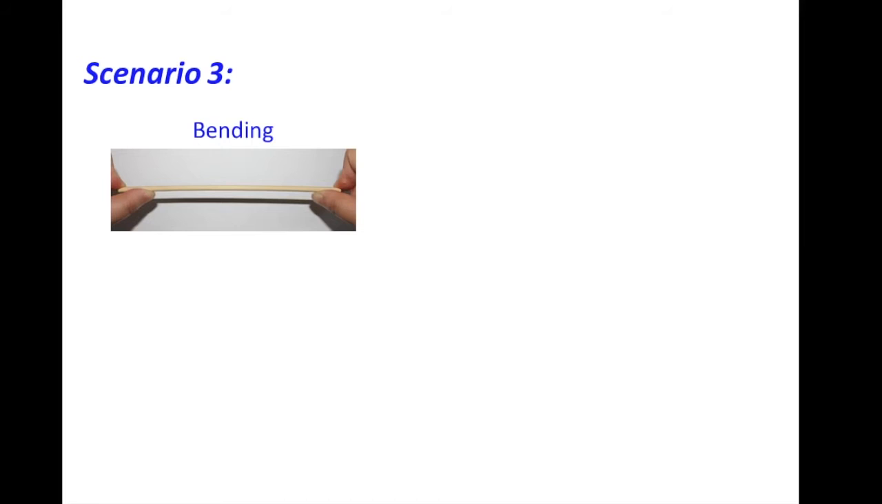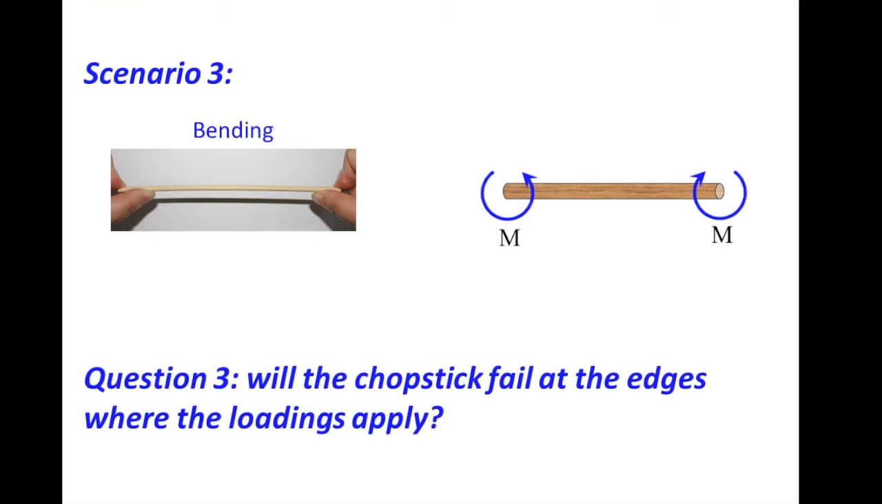Scenario 3. Imagine the same situation where I'm bending this chopstick, and again, as illustrated here, my fingers apply the couple moments on the two edges of the chopstick. The question is, will the chopstick fail where the loadings are applied? In other words, will the chopstick fail at the edges? Again, from our experience, we know that the chopstick is most likely going to bulge up in the middle like this and eventually break in the middle. This tells us that the deformation, even failure, of a member is not directly related to the external loadings, but is determined by the internal reactions developed in the member.